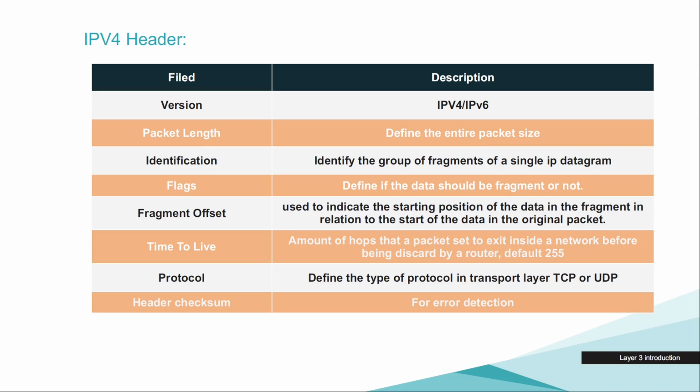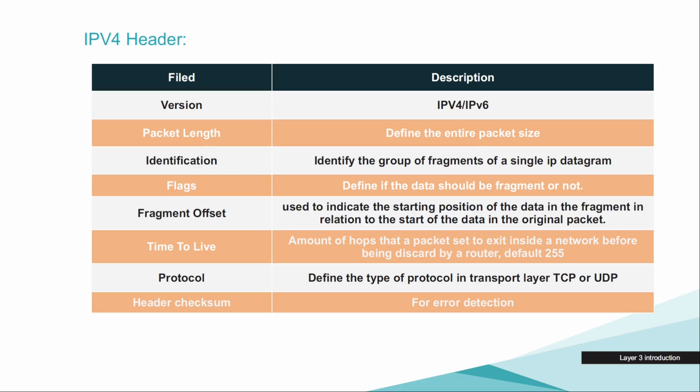So let's see what these fields in the IPv4 header mean. Version refers to the version of IP: is it IPv4 or IPv6? Packet length defines the entire packet size, which means the data from the layer above the network layer plus the network layer header itself. We also have identification. Identification identifies the group of fragments of a single IP datagram. We will speak about fragmentation in the next slide. Flag defines whether the data should be fragmented or not. We also have the fragment offset, which is used to indicate the starting position of the data in the fragment in relation to the start of data in the original packet.